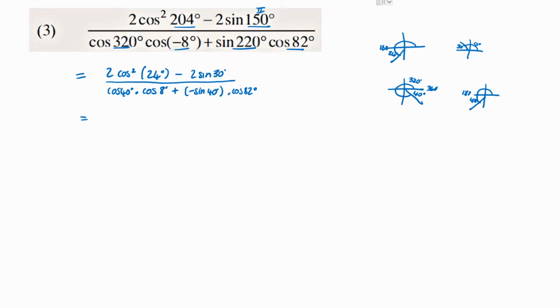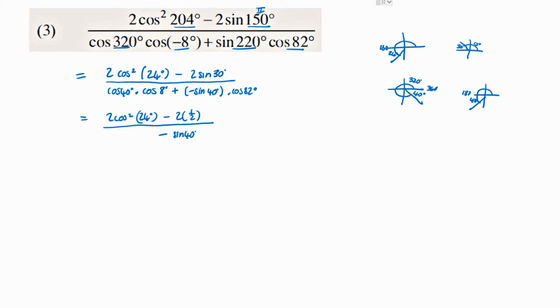If we look at the top here, we've got 2 cos squared 24. Well, 24 is not a special angle, but this 2 times the sine of 30, 2 times cos squared of 24 degrees, minus 2 times the sine of 30 is a half. And we must show that we know that that angle is a half. At the bottom here, we've got the cos of 40, the cos of 8. And then we're going to go and say, well, this is minus the sine of 40.